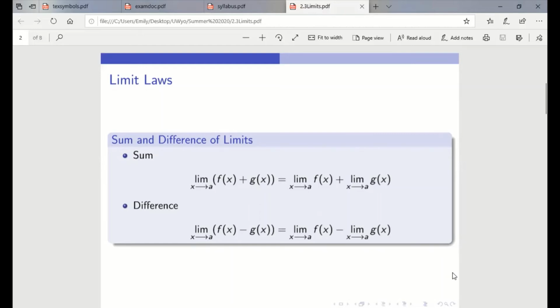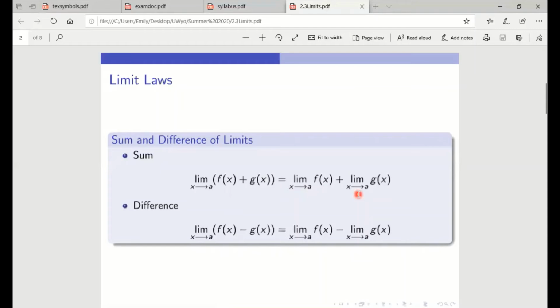So let's talk about this first slide, the sum and difference of limits. Our first thing is the sum of limits. If I have two functions and I want to know the limit of the sum of those two functions, it's the exact same as knowing the limit of one function plus the limit of the other function. So the limit of the sum of two items is the same as the sum of the limit of each individual item.